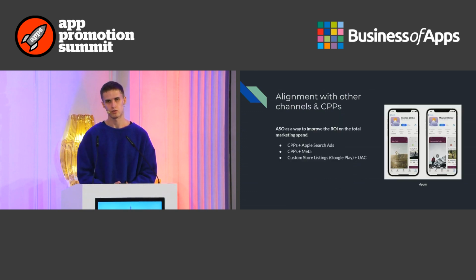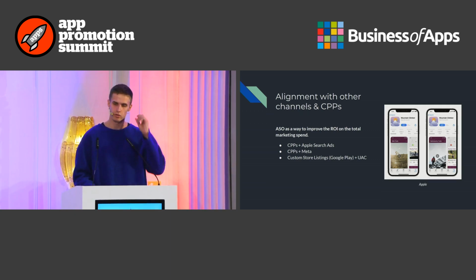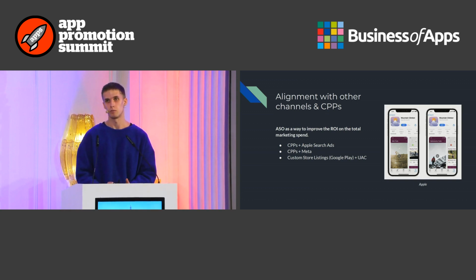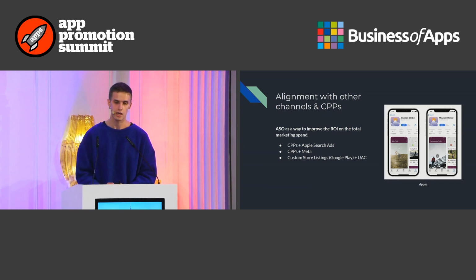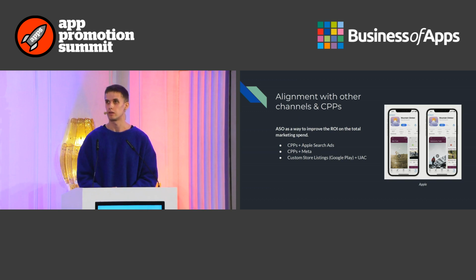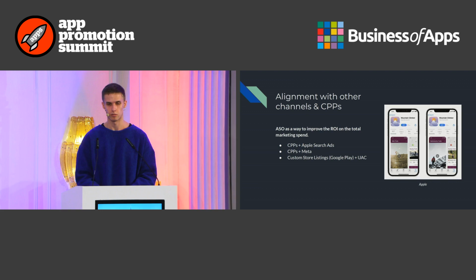Alignment with other channels through custom product pages. Yeah, that's where ASO becomes a way to improve ROI of the total marketing spend. So definitely great options are custom product pages with Apple Search Ads, optimizing your visuals based on the keyword theme, where the traffic is coming from. Custom product pages with Meta are massive, given the size of total spend usually allocated to that channel. And custom store listings on Google Play with UAC play the same role. That I would prioritize pretty high on your to-do list if you're a big app.